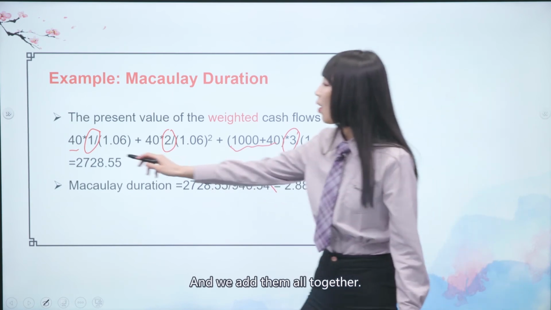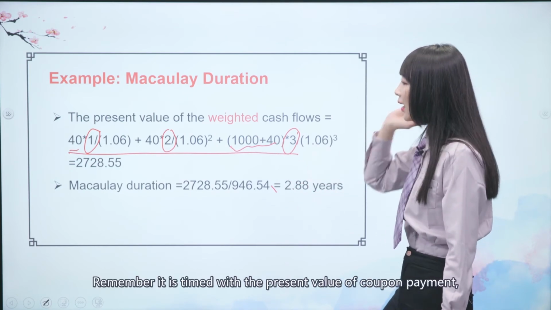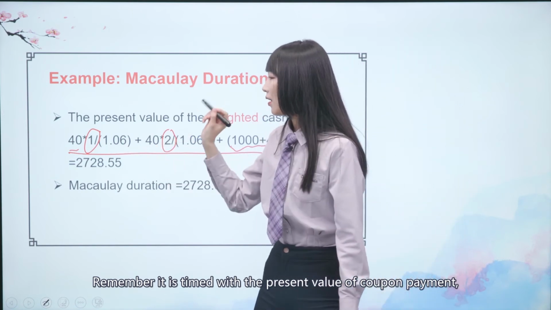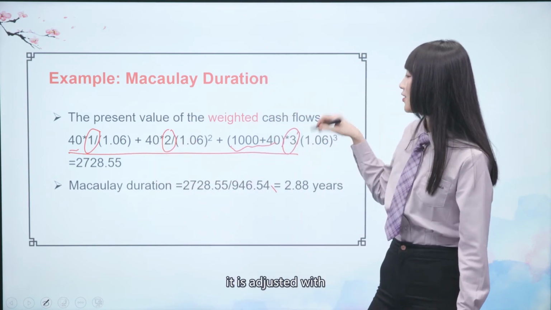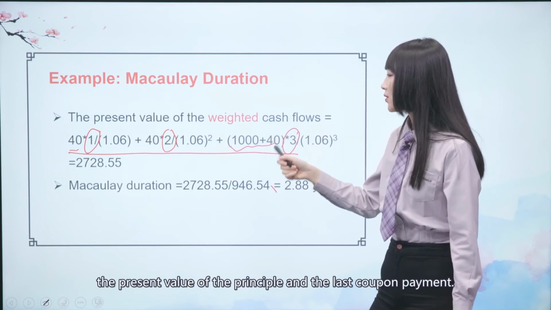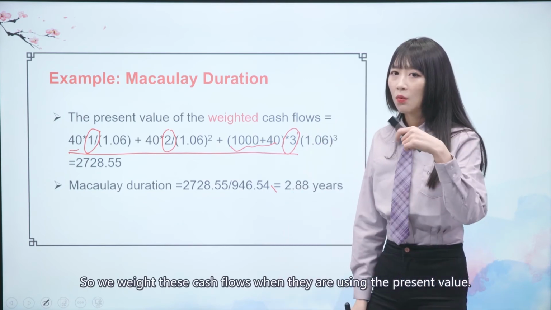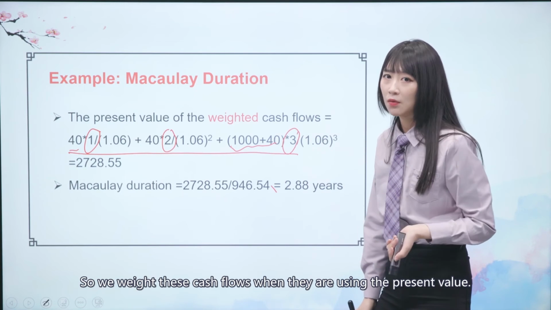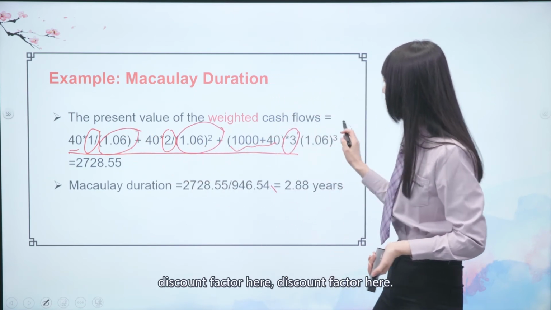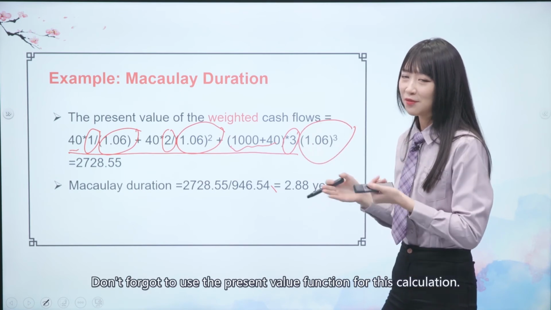And we add them all together. Remember, it is timed with the present value of the coupon payment. It is adjusted with the present value of the principal and the last coupon payment. So we weight these cash flows when they are using the present value. See? So that's the discount factor here, discount factor here, discount factor here. Don't forget to use the present value function for this calculation.